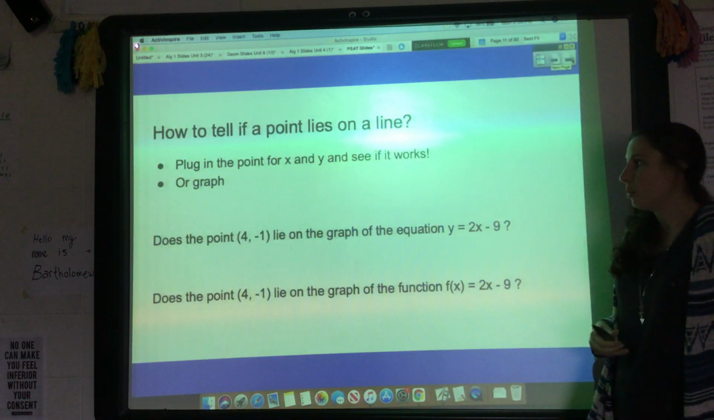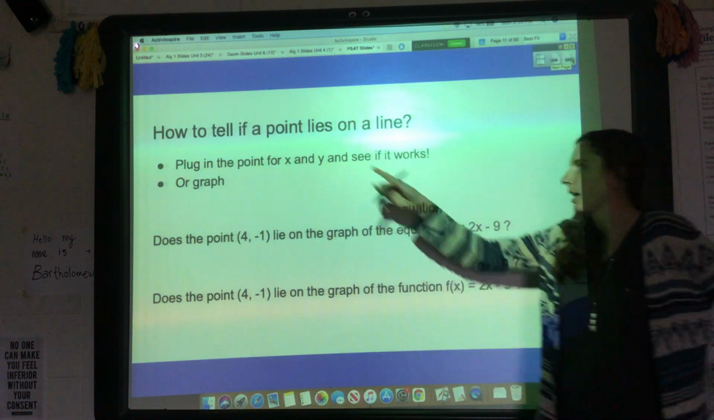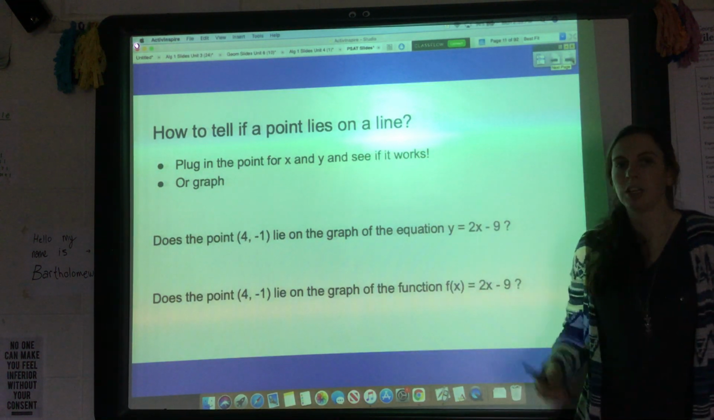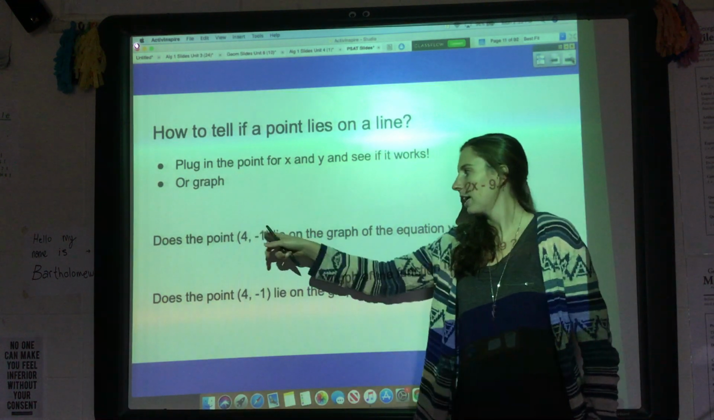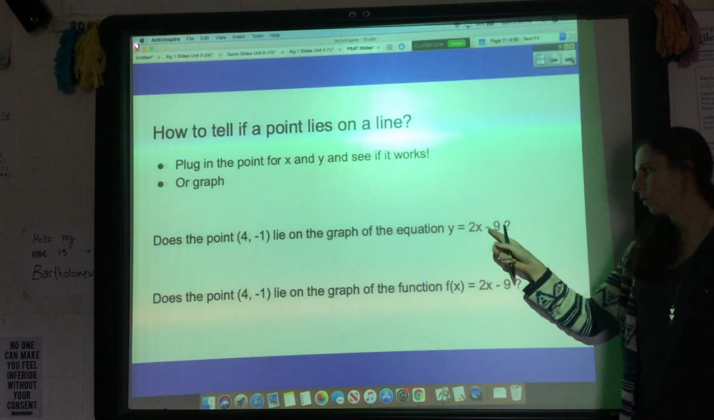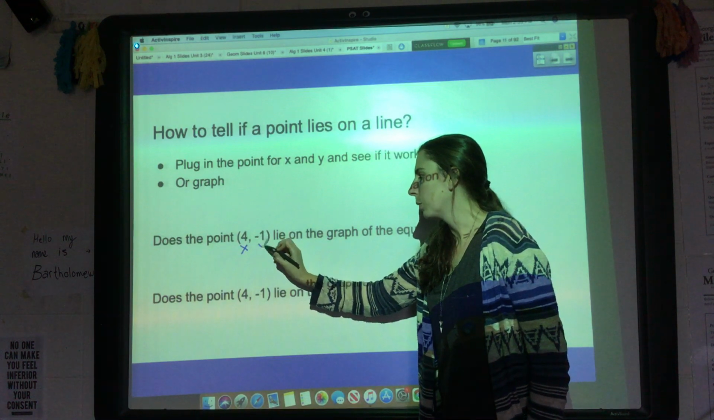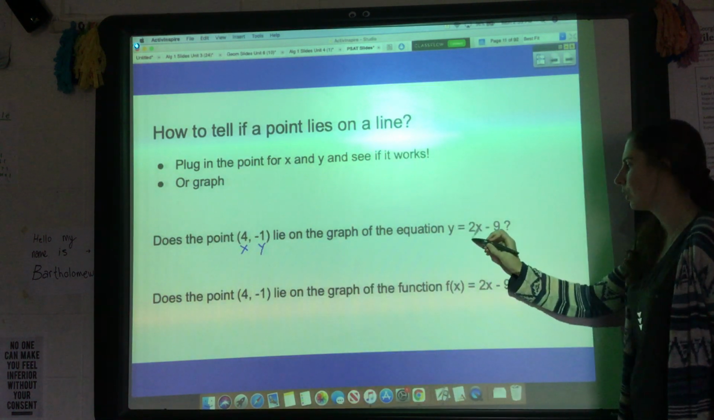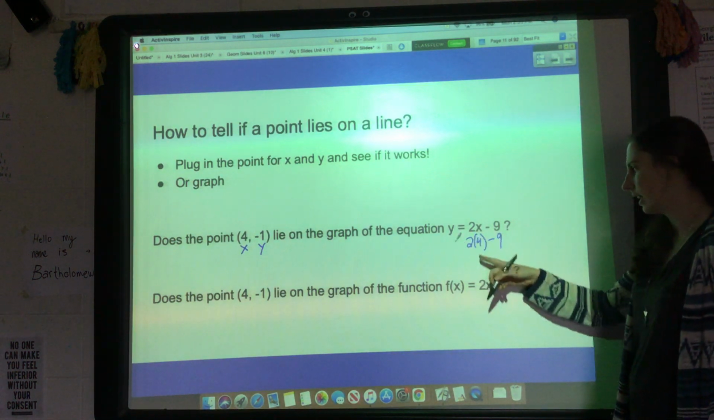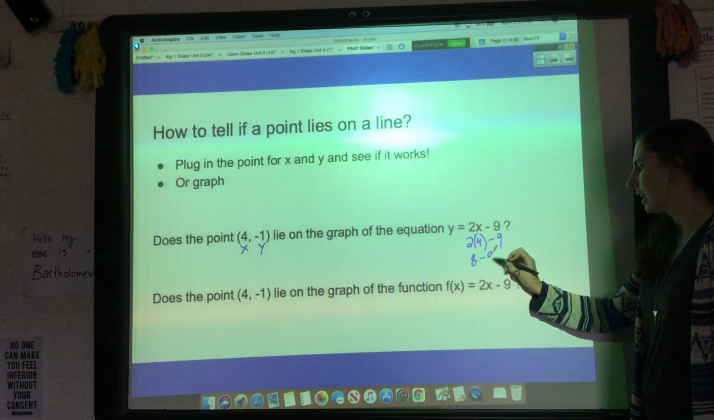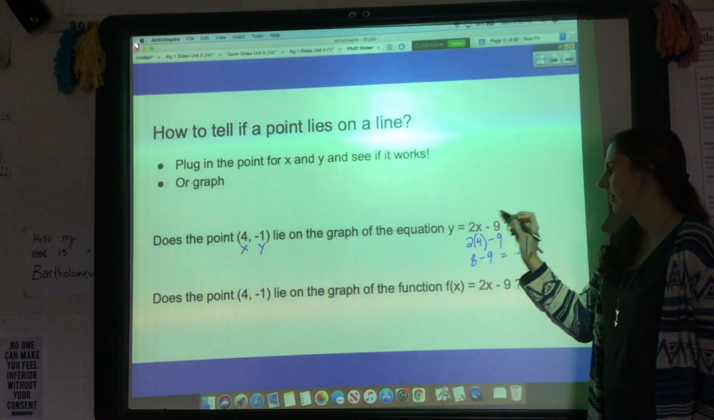So if you want to know if a point lies on a line, do kind of like what we just did. Plug it in for x and y and just see if it works. You could also graph it, but for example, does the point (4, -1) lie on the graph of this equation? All you got to do is put in 4 for x, negative 1 for y, and see if it works out. So put in 4 for x, and so that's 8 minus 9, which is negative 1, which is what we wanted to get. So it does work out. The answer would be yes.